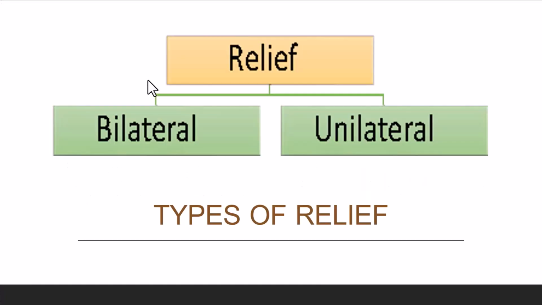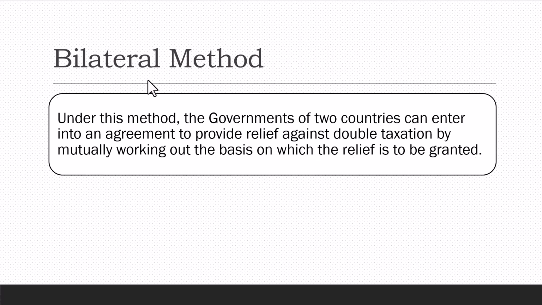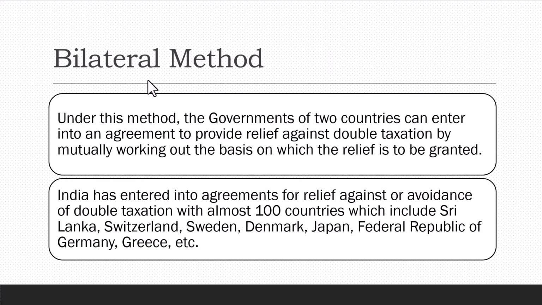So there are two kinds of reliefs which are available. Let's come to the place where we can understand how the relief is given. There are bilateral and unilateral kinds of relief. That means if two countries have entered into a bilateral agreement, or if the two countries don't have any agreement to avoid tax. Okay, bilateral method. Read this, Kajal.